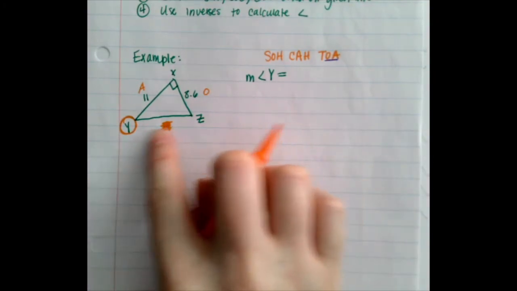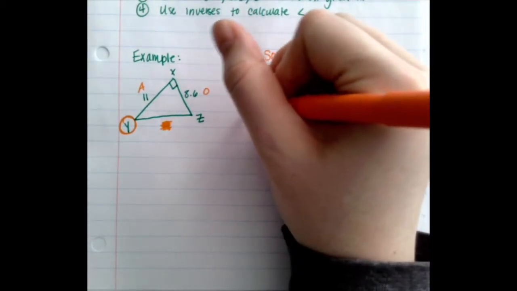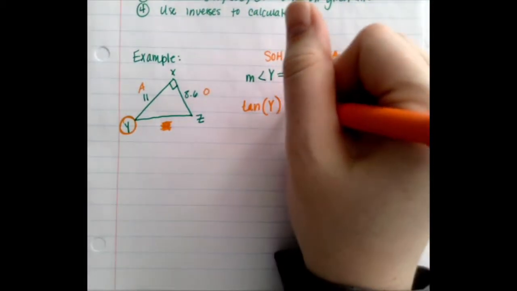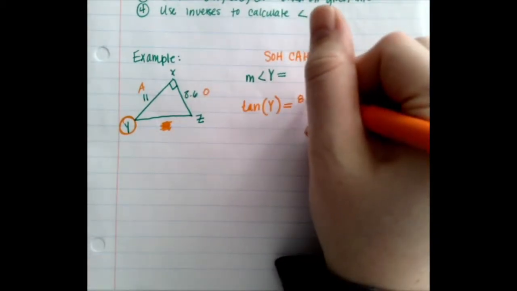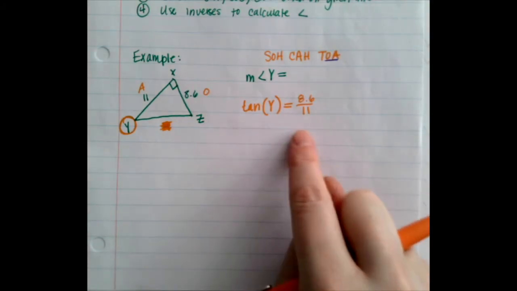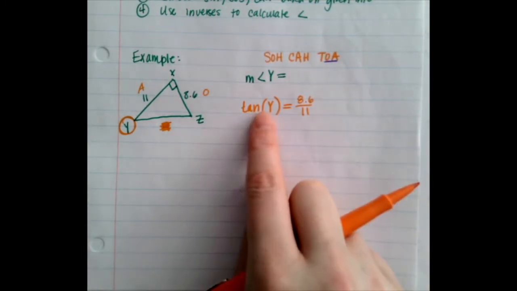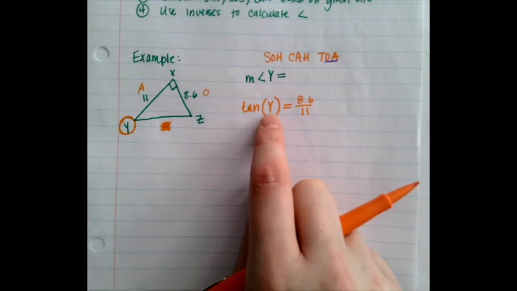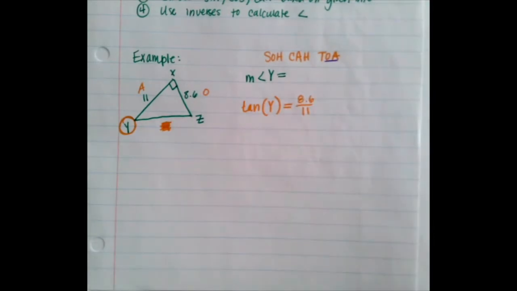Now I'm going to set up my equation using the tangent. Tangent of my angle, y, is equal to the opposite over adjacent, so 8.6 over 11. This is very similar to what we've already done, just setting up the ratio. This is setting up the tangent ratio for angle y. The only difference is we were naming the angle ourselves and finding which of the SOHCAHTOA parts we were going to use.